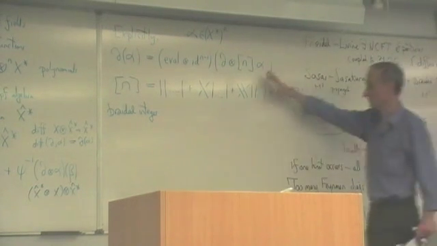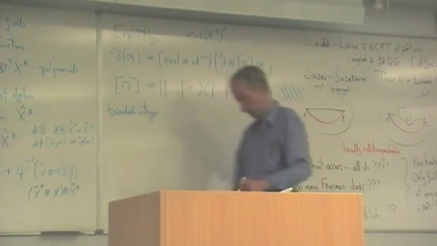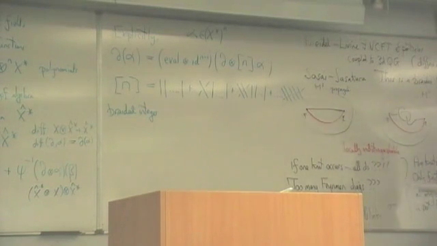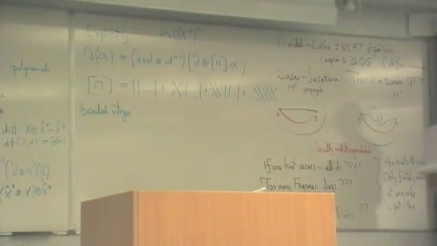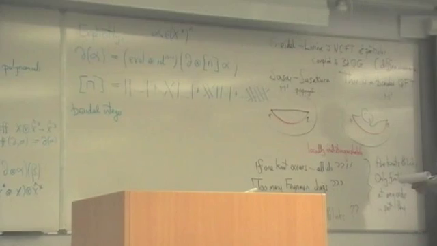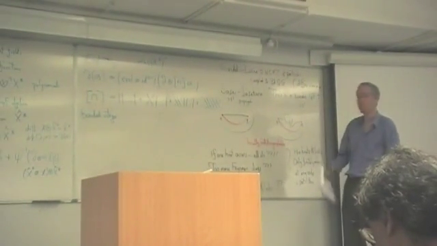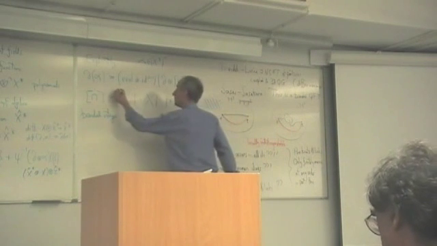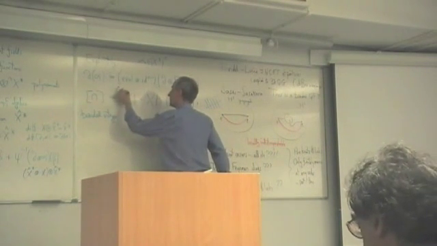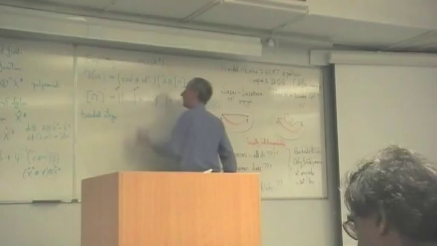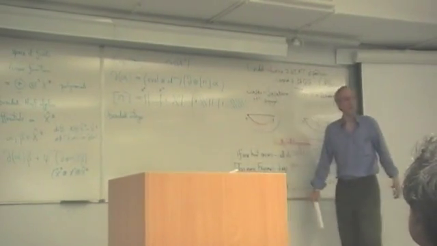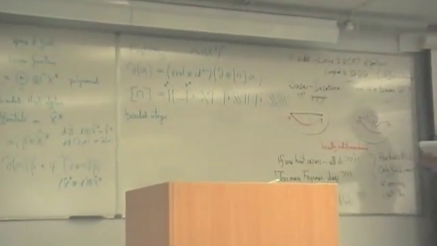This would be like a solution of this abstract braided Leibniz rule. There's X star on each of these strings. Pretty happy with that?